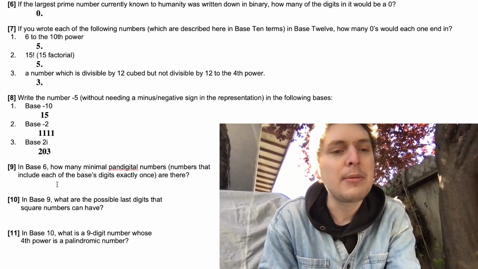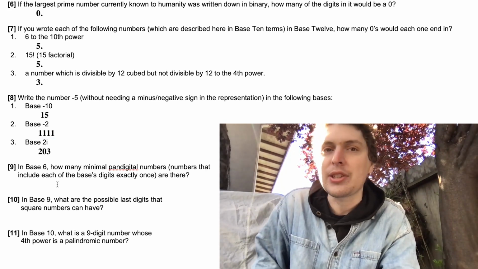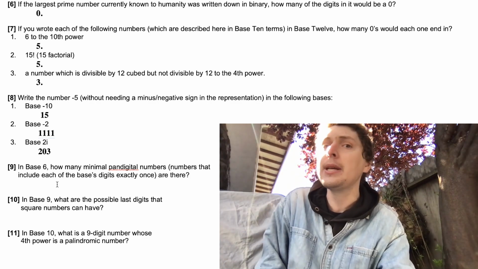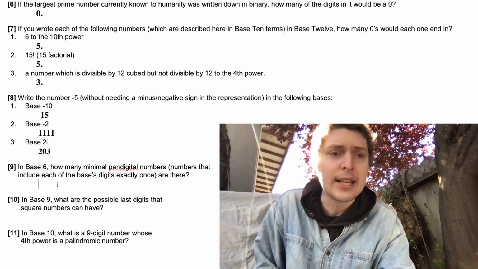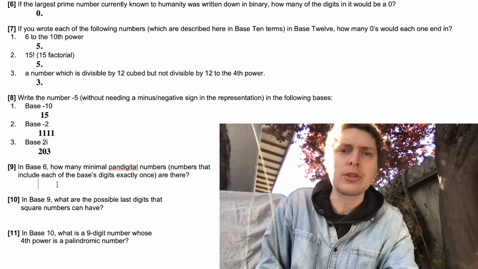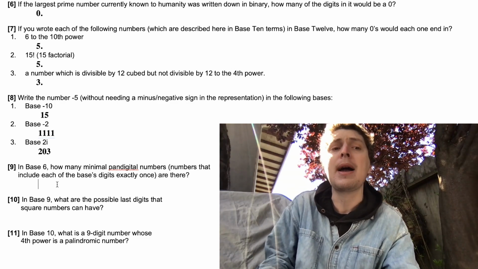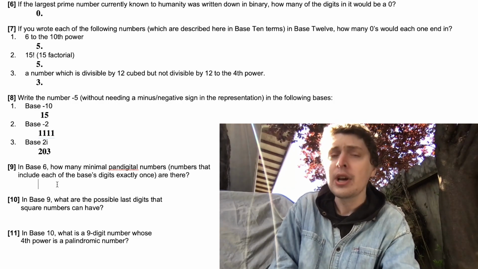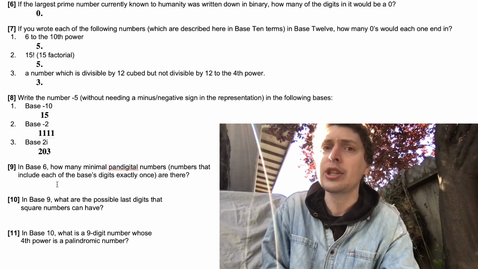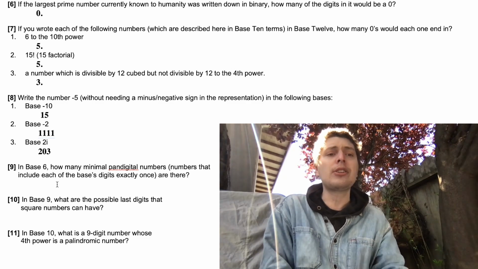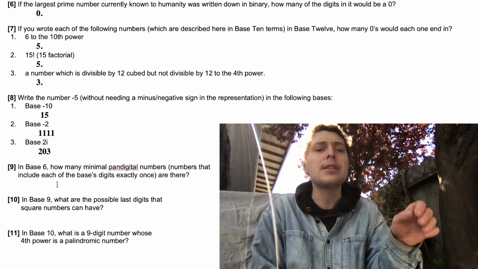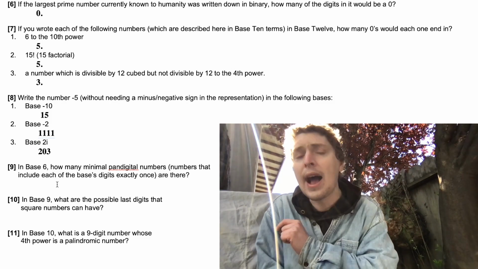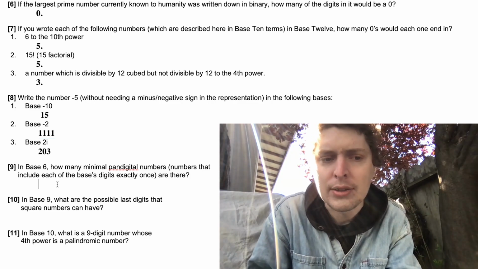Next up, we have in base 6, how many minimal pan-digital numbers are there? And I clarified this because pan-digital is a known thing. It means containing every digit in the given base, but minimal was my personal term to describe the ones with the minimal amount of digits possible for a pan-digital number in that base, which would mean using each of the digits only once each. So essentially, we want to know how many ways can base 6 have numbers composed of 0 through 5, each used exactly once.